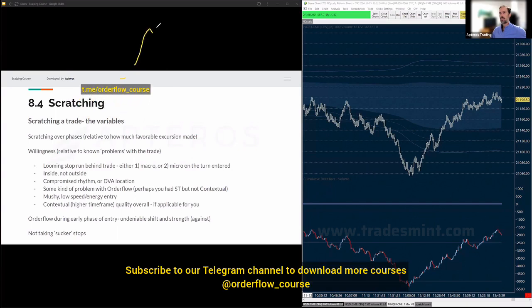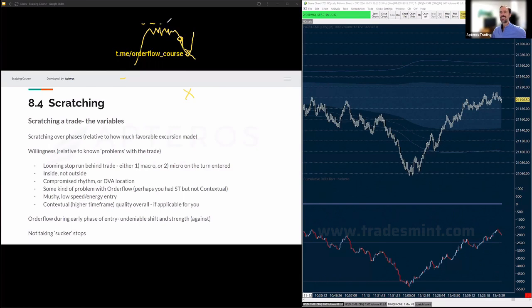But if there's an area that's really vulnerable to a stop run and you happen to have gotten short, maybe it worked, maybe you scaled some off, doesn't really matter. The point is it's ripping and roaring back at it. Order flow's not looking good. Do not stop out up here. Get out now. Get long. Right? Don't just sit there and take that type of sucker loss. Scratch it. Get out.